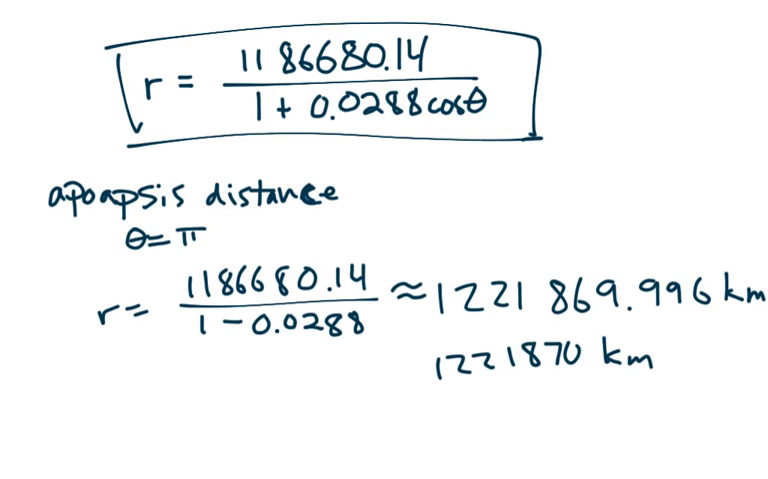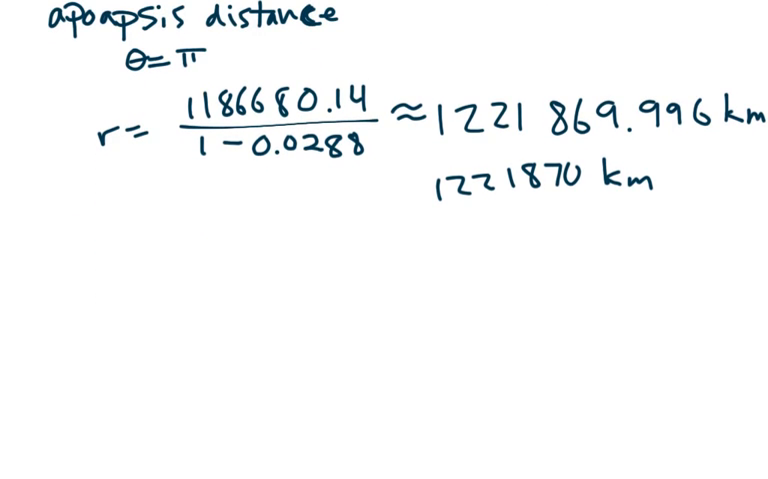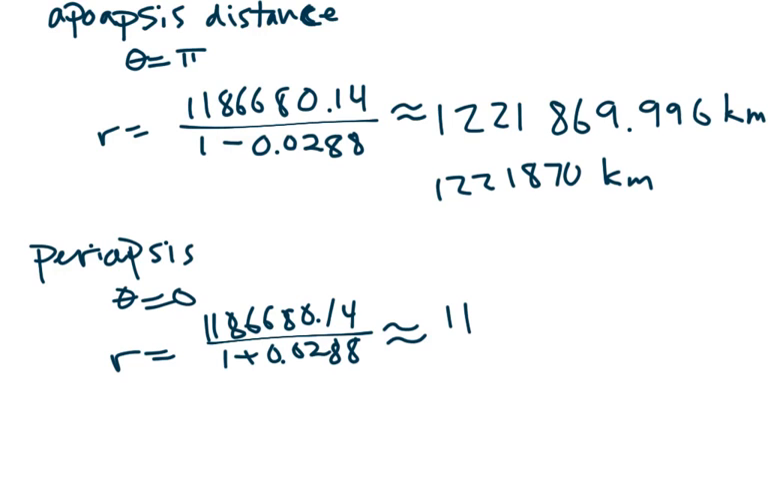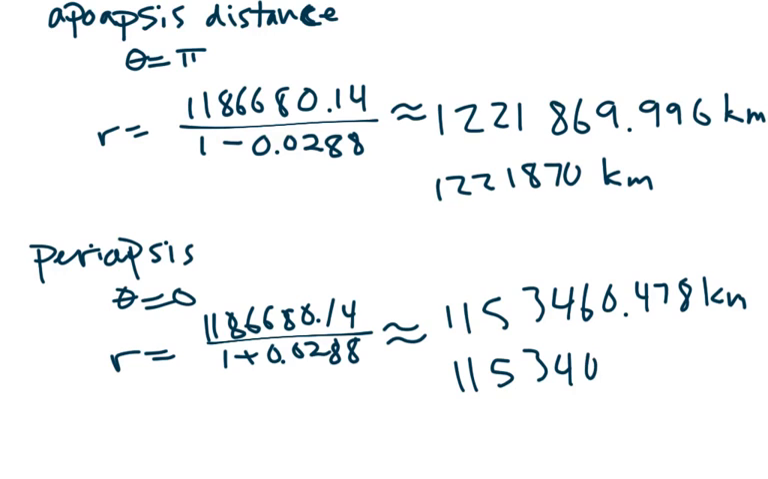Now for the periapsis distance. Periapsis distance is going to be when theta equals 0. Now cosine of 0 is +1. So it's going to be very similar to what we just had, except instead of minus in the bottom, it's going to say plus. And this is approximately 1,153,460.478 km, or rounded to the nearest kilometer, oop, I forgot the 6. There we go.